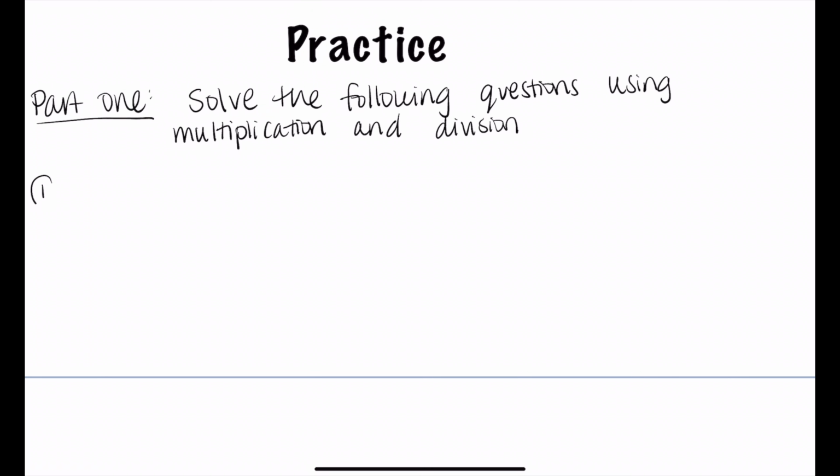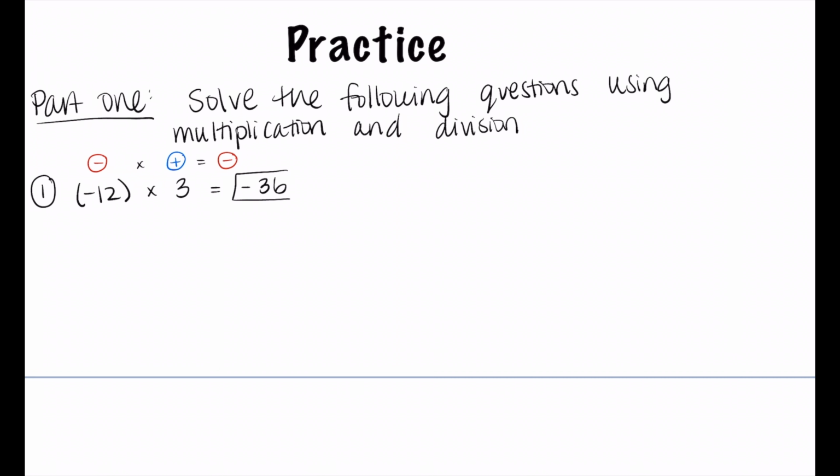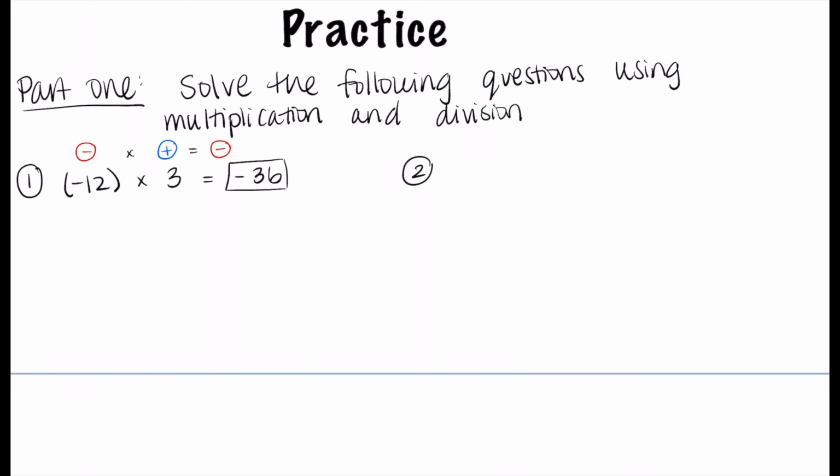So for number 1, we have negative 12 times 3. And in this case, we have different signs, right? And we're multiplying. We have a negative times a positive. We know that our answer will be negative. So let's multiply 12 times 3 normally, and then we know our answer will be negative. We know that 12 times 3 is just 36, so our answer would be negative 36 for number 1.